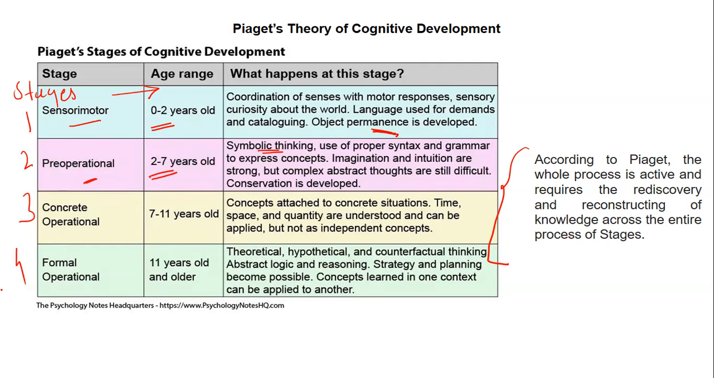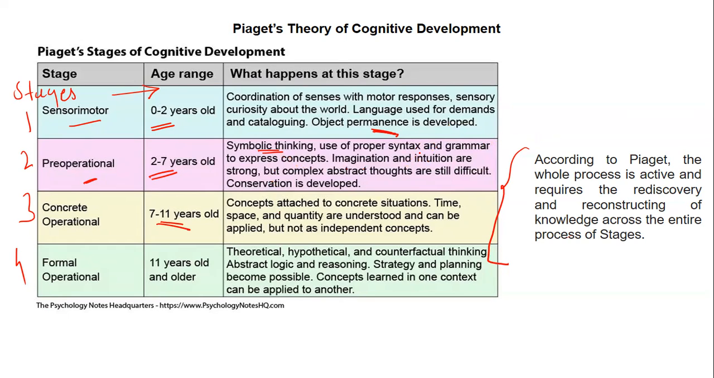Coming to the concrete operational stage, it is from the age group of 7 to 11 years old. When we talk about this stage, it talks about time, space, and quantity, which can be understood and applied, but not as an independent concept. There is still much more to know, which happens in the formal operational stage, that is from 11 years onwards. Here abstract thinking, logical thinking, and strategy can be applied, which becomes easier.